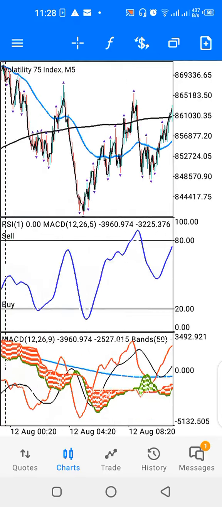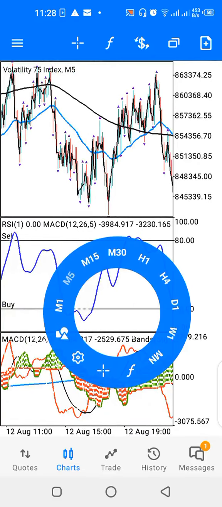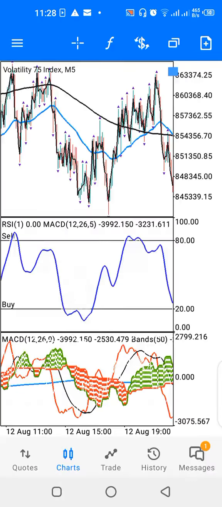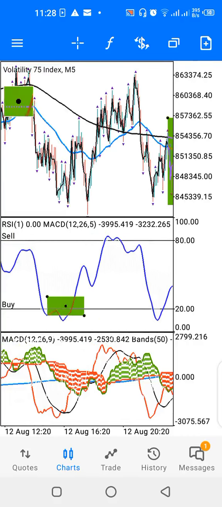The other way around, buy entries is when the blue line crosses below the 20 level and starts to turn up. That's your buy signal, or the point where you place your buy entry, or the point where you buy. See it crossing below the 20 level, and then turning up. You can scalp some profit by placing buy trades at that point.